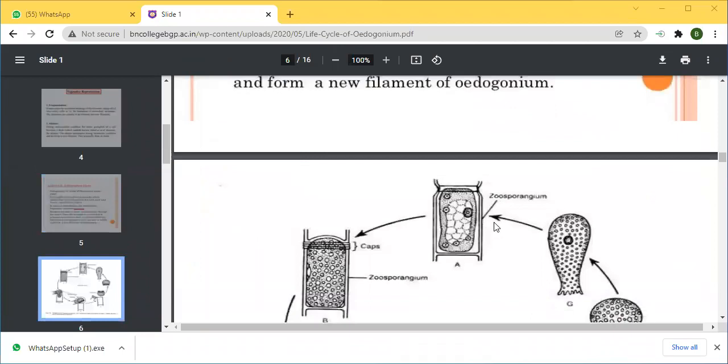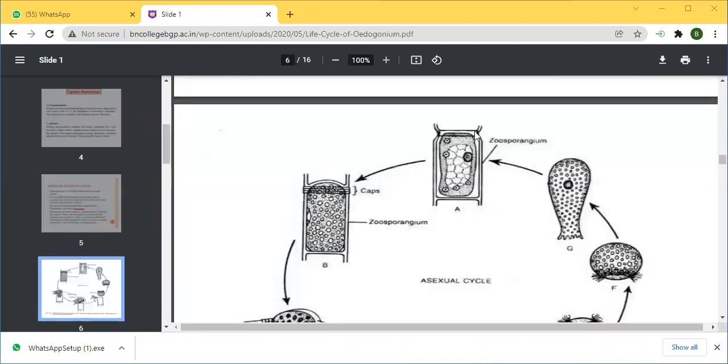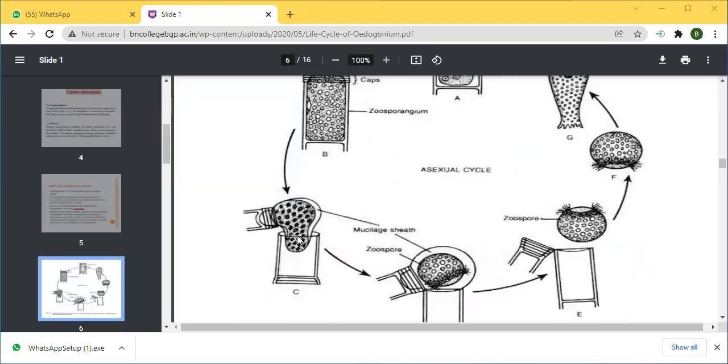Here, this one is the normal filament. In this normal filament, zoospores are produced. See, in the picture you can observe, no? This one is the zoospore formation. This is the mucilaginous sheath. Inside this part are the zoospores. See, you can observe the picture D also.